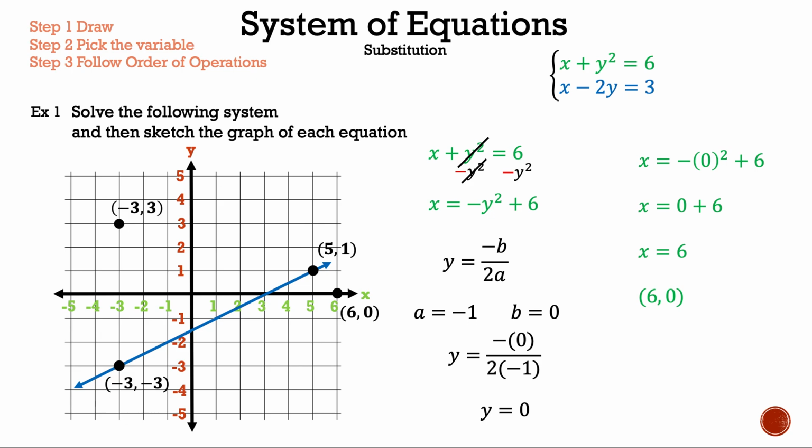Now let's add one more point for our sideways parabola, negative 3, 3, so we can get a better idea on how to graph it. Let's graph the sideways parabola, and that is example 1.